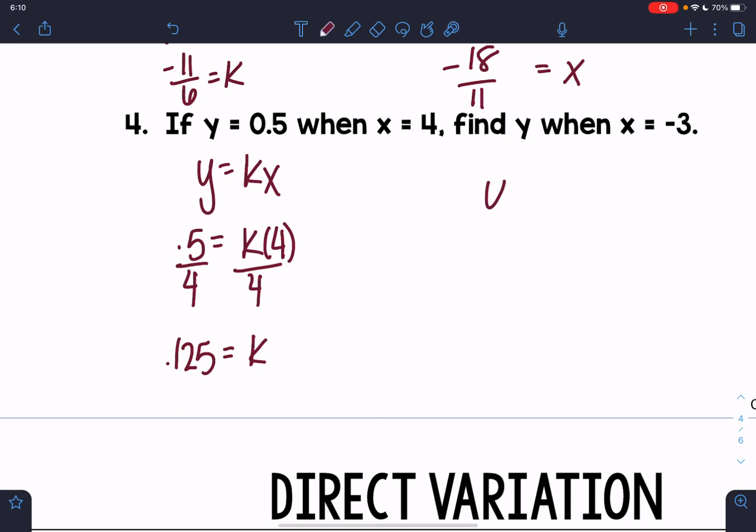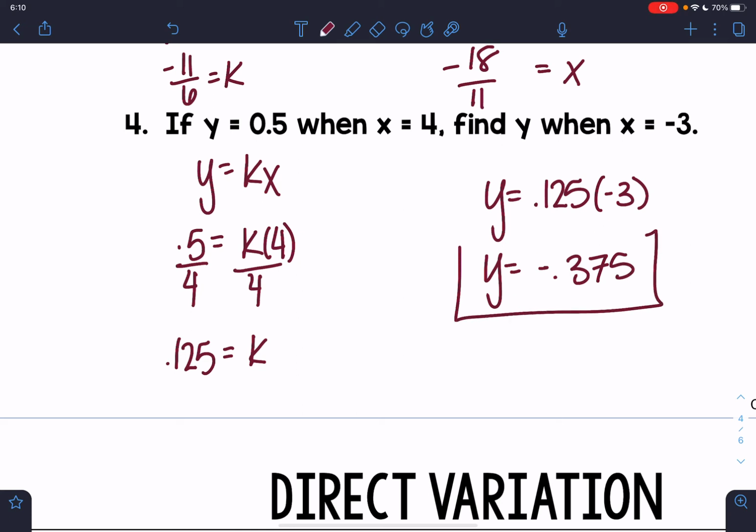So we want to find y when x is -3. So I know my k, replacing that here, tells me x is -3. So I'm multiplying those two. So that gives me an answer of -0.375. All right. Hopefully this isn't too bad. It's just kind of a weird question, but it will come up.